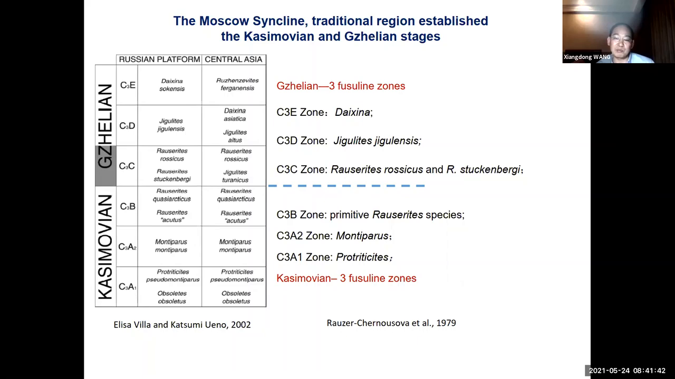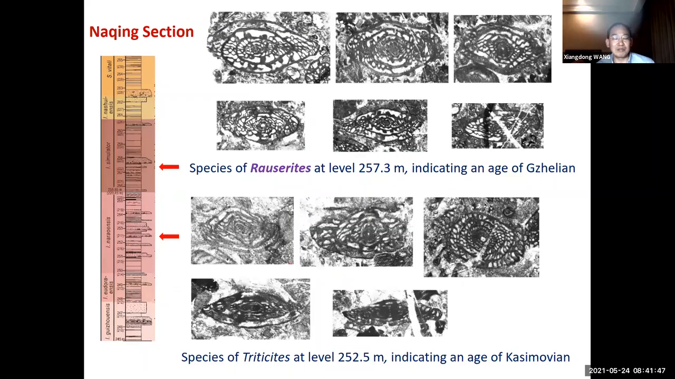And in the Naqing section, we also have the Rosalites in the turbidite, a coarse-grained turbidite bed. So you can see at 257.3 meters, a little bit higher than the boundary by conodonts, indicating an age of Gzhelian. And below the boundary we also have the other Triticites fossil lineage. And the next slide, please.